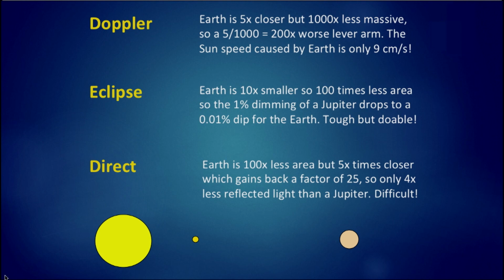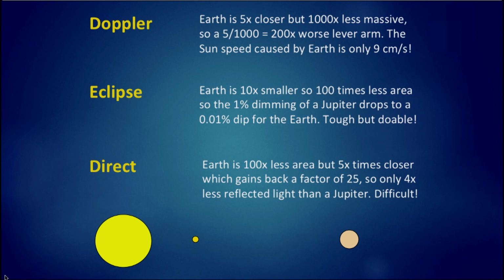The speed of the Doppler shift caused on the Sun by the motion of the Earth is 9 centimeters per second. That's a very small walking pace. That's extremely difficult to detect. And as we've seen, it may be almost beyond the limit of the Doppler method.